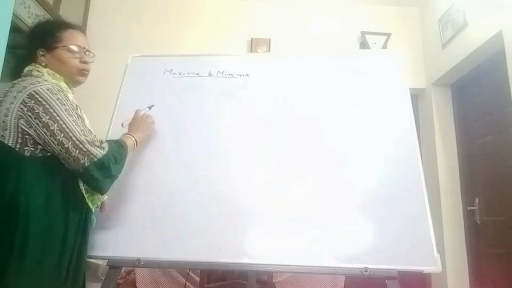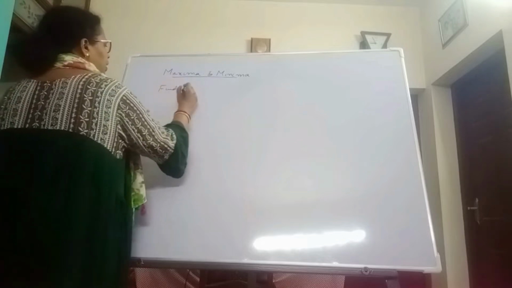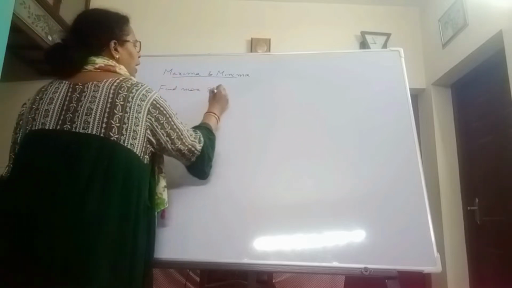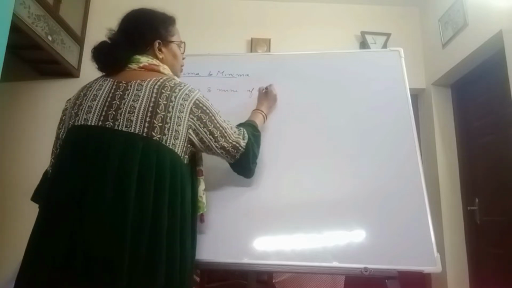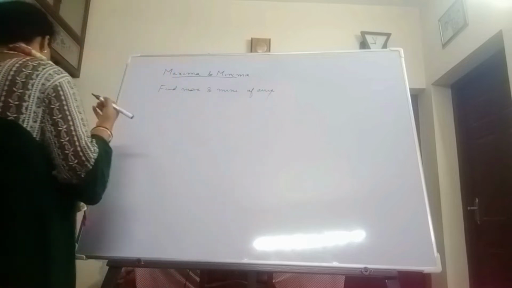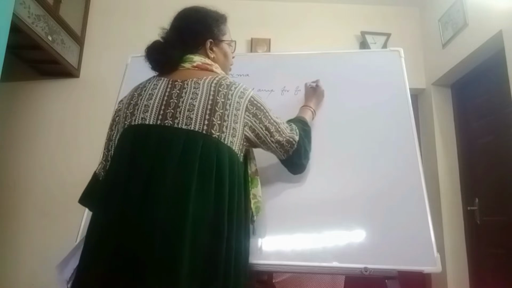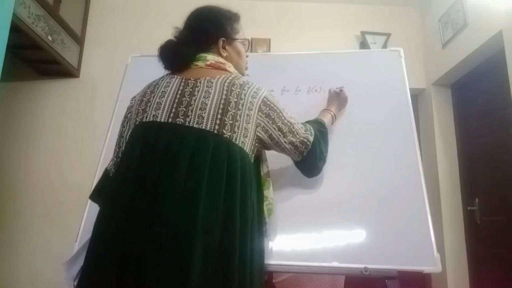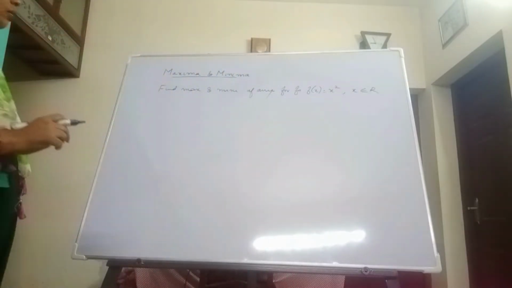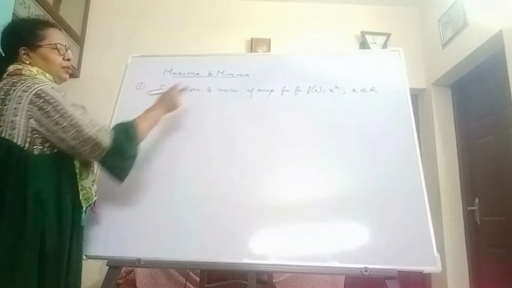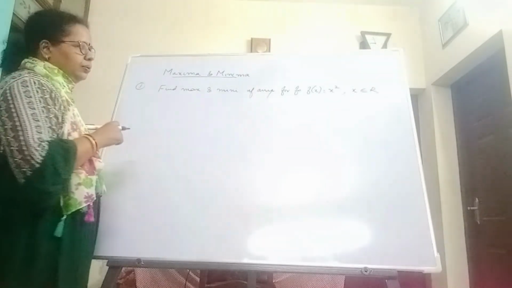So let us do one problem. Find the maximum and minimum value, if any, for the function f of x equal to x squared, x element of R. What is asked? Find the maximum and minimum, if they exist, for the function f of x equal to x squared.